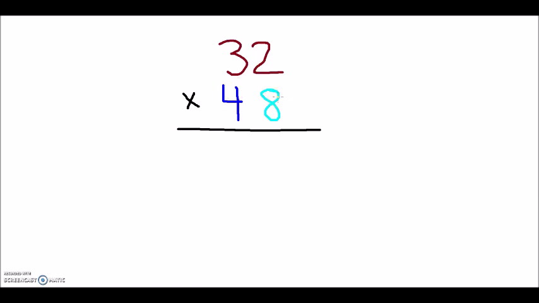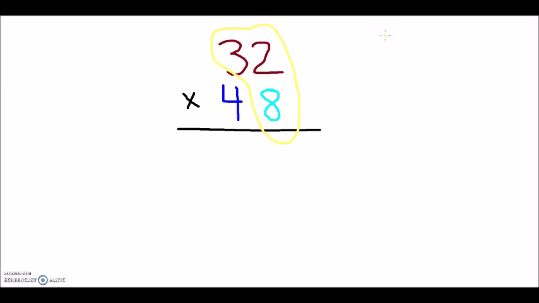Now we're actually going to be looking at this as two separate problems, the first being 32 times 8 and the second being 32 times 40. Now the reason that's 40 is because 4 is in the tens place and 4 times 10 equals 40. So let's start off by looking at our first problem of 32 times 8.